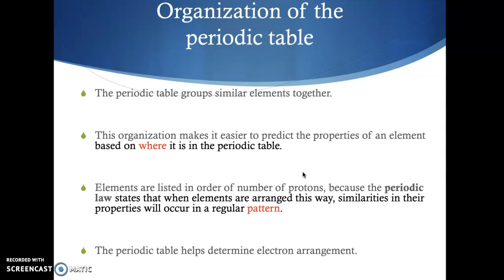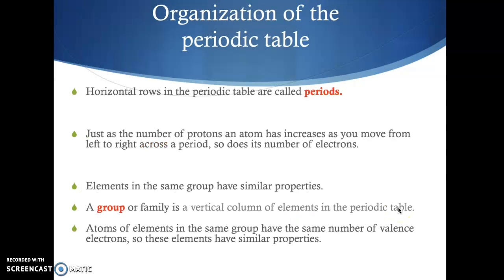So the periodic table groups similar elements together, and it makes it easy for us to predict what properties or how things will react or what it looks like and things of that matter. So we call that the periodic law. The way that it's organized based on number of protons, similar properties occur in a regular pattern, and that's what we see. The periodic table also allows us to predict the electron arrangement around our central nucleus, which we'll learn more about tomorrow. So rows on the periodic table are called periods, and columns are groups.